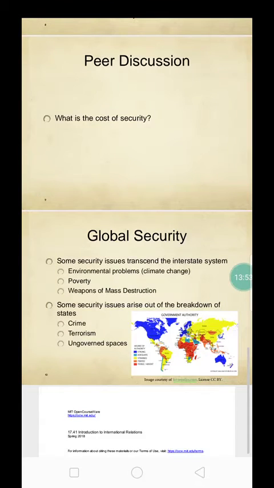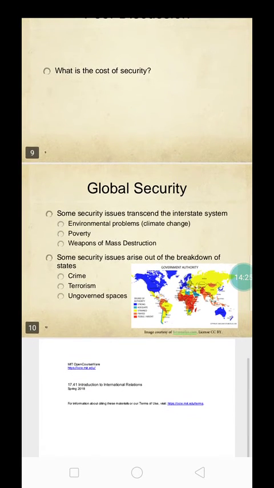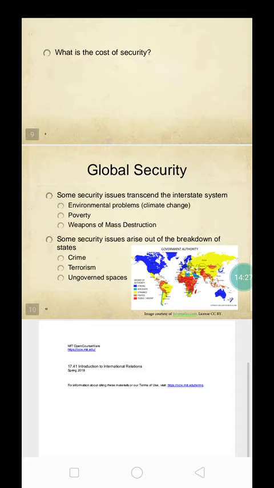Next is global security. Some security issues transcend the interstate system: environmental problems, climate change, poverty, weapons of mass destruction. Climate change is already happening in the world today and is largely caused by human emission of greenhouse gases. Poverty plays a complex and dual role.